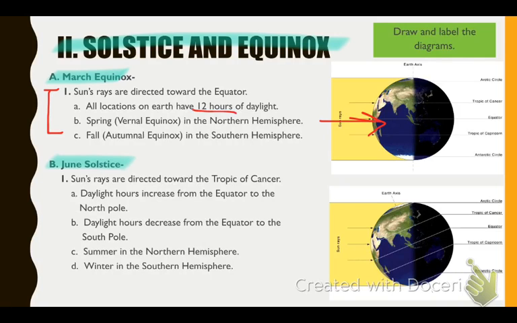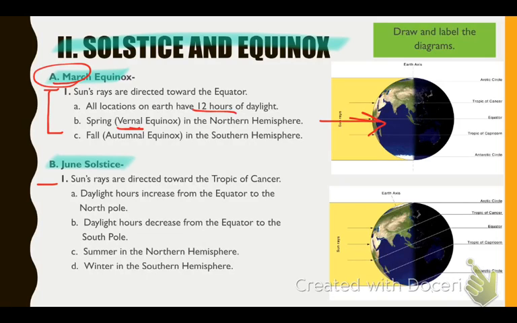There is spring equinox, also called vernal. That is in the northern hemisphere. So March, spring, vernal equinox, that's us. And then in the southern hemisphere, like Australia, it is fall for them. So autumnal equinox, that's in the southern hemisphere. As long as you know what seasons are in what months, you should be fine with understanding the equinoxes and the solstices.